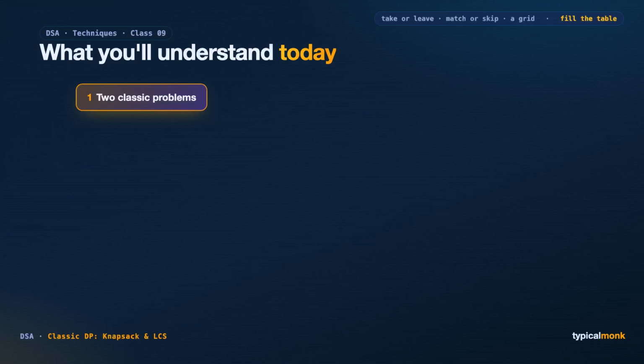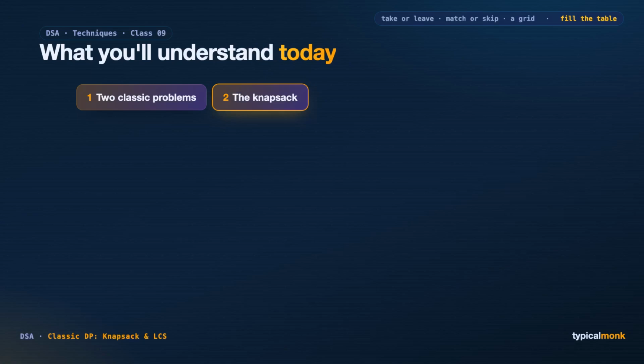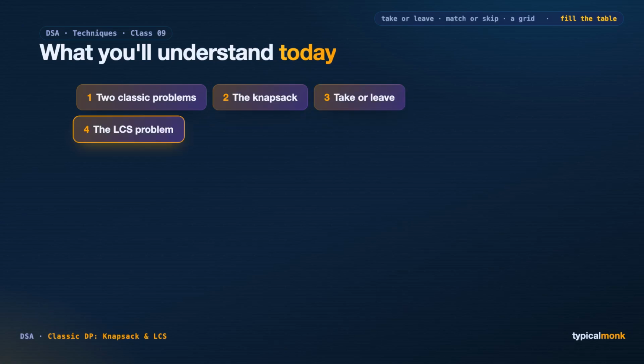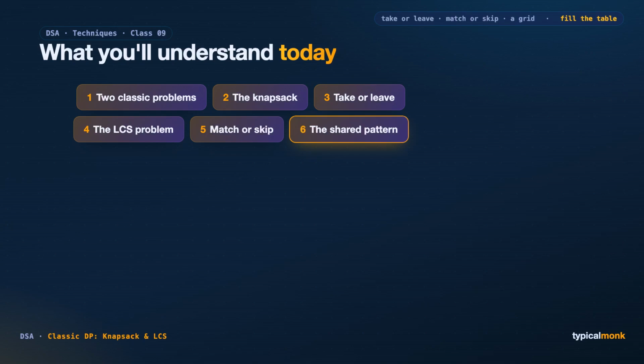Here is our path for today. First, the two classic problems. Second, the knapsack setup. Third, its take or leave choice. Fourth, the LCS problem. Fifth, its match or skip choice. And sixth, the shared pattern beneath both.